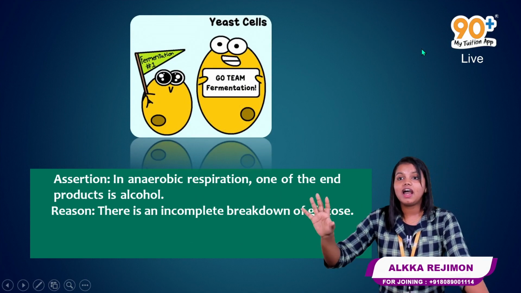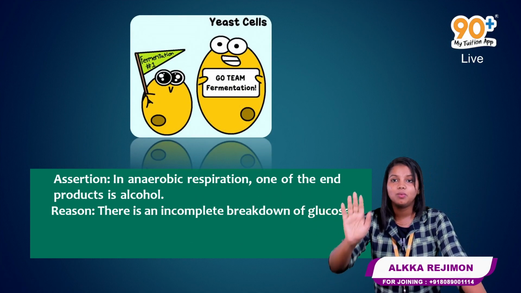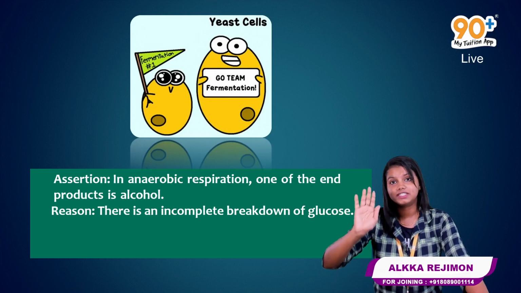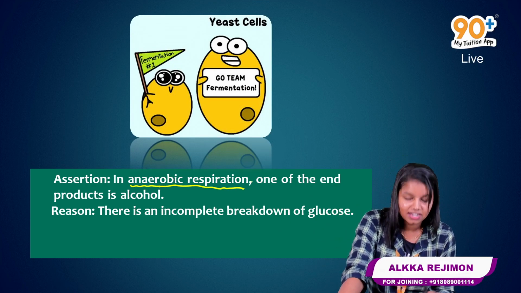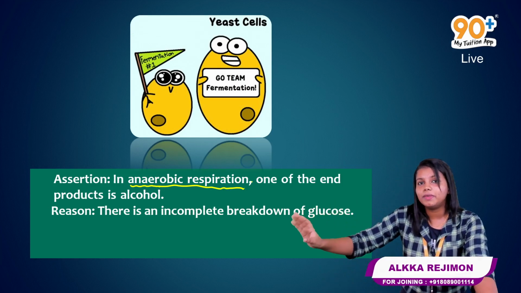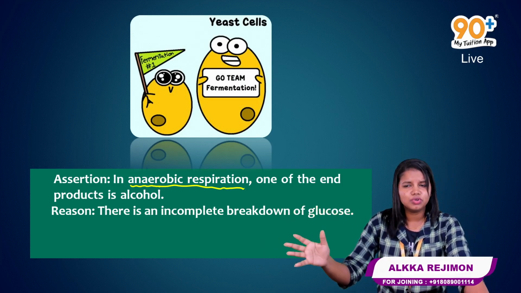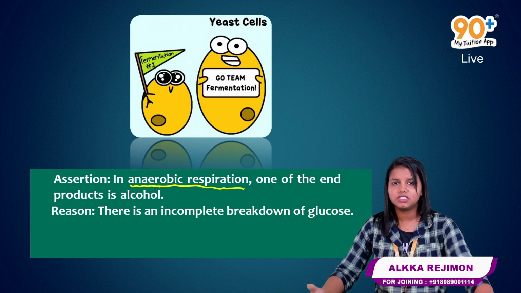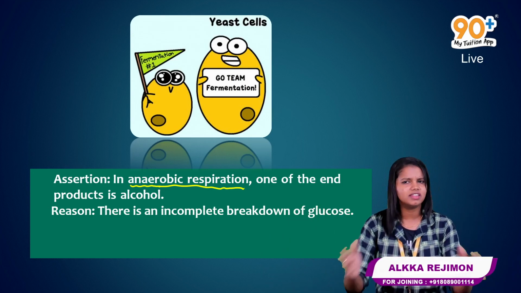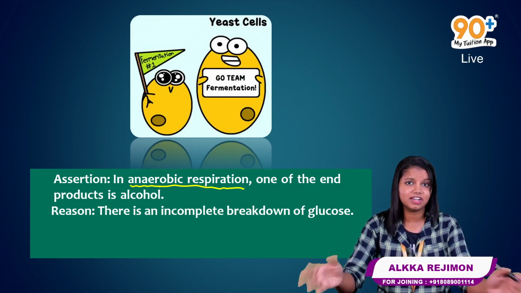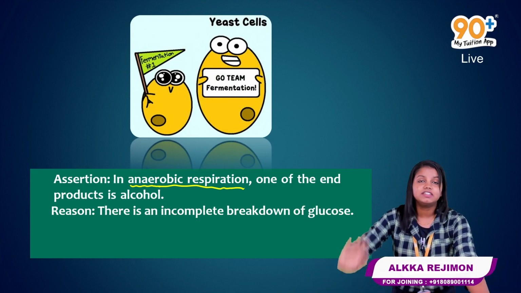Assertion: in anaerobic respiration, one of the end products is alcohol. It's a pretty direct question from your NCERT text. In anaerobic respiration, you just need to know what anaerobic respiration is, where it is being done, and what the result of anaerobic respiration is, and then the assertion and reason is clear cut to you. Let's see the reason.